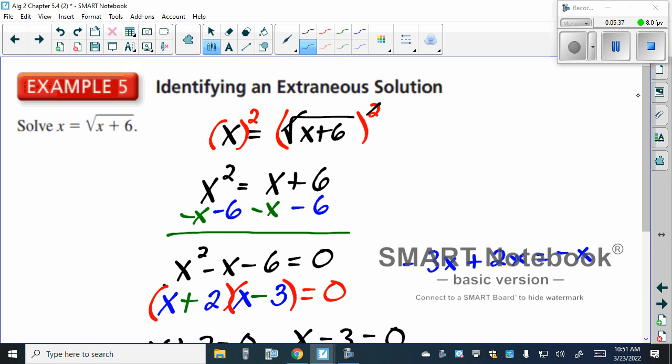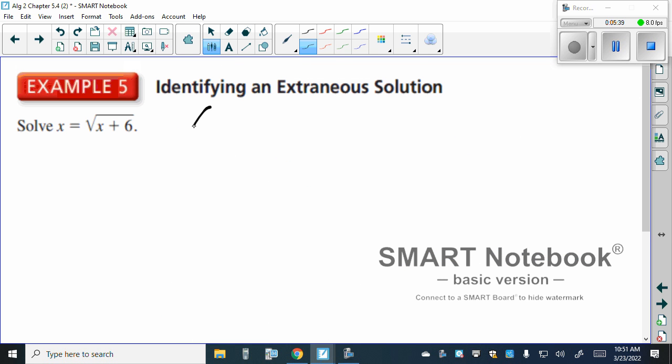So negative 2 and 3. If we check negative 2, we'll say negative 2 is equal to the square root of negative 2 plus 6. At this point, we really should have an indicator saying that this is not going to work, because this is saying that whatever is going to come out of the square root is going to be negative. We can't have a negative number come out of a radical.